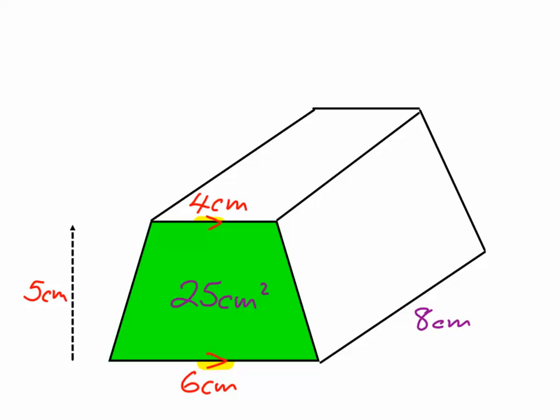Now, if I was to turn this into a prism, which is called a trapezoidal prism, because it's got a trapezium at the end, I would take the cross-sectional area of 25 centimeters squared and multiply it by its depth of 8, which would give me, in this case, a volume of 200 centimeters cubed.